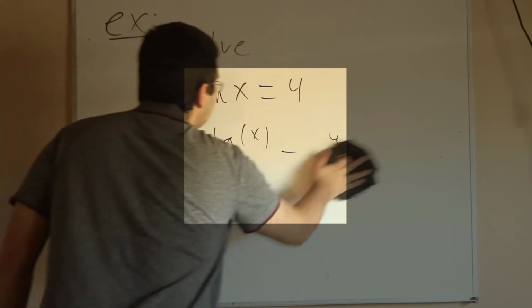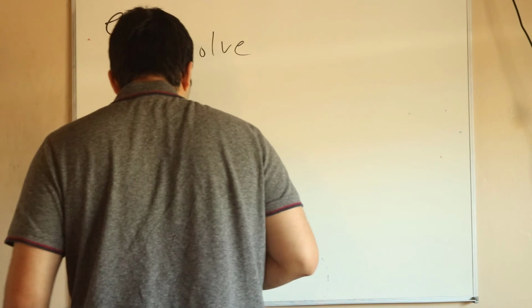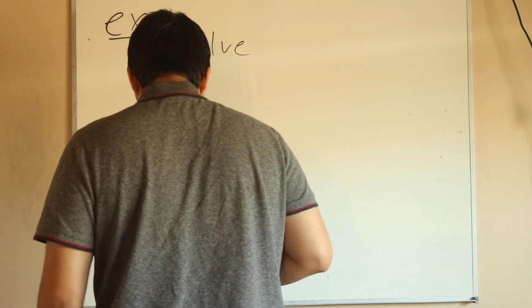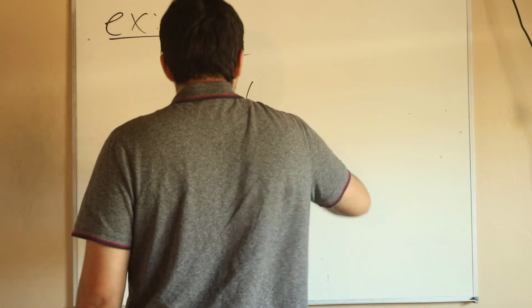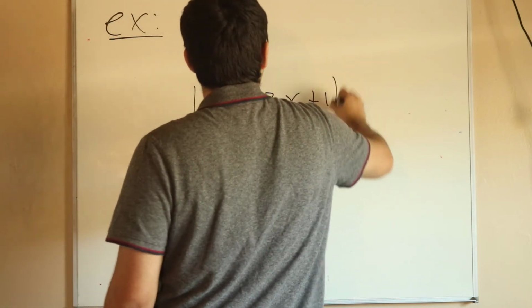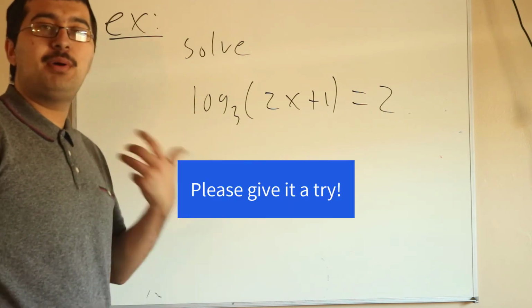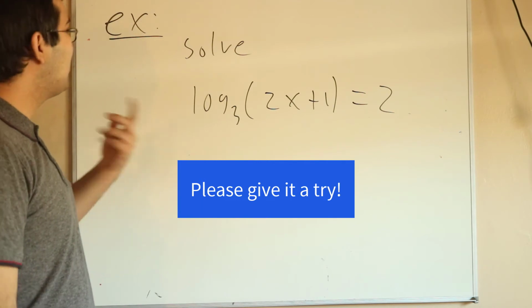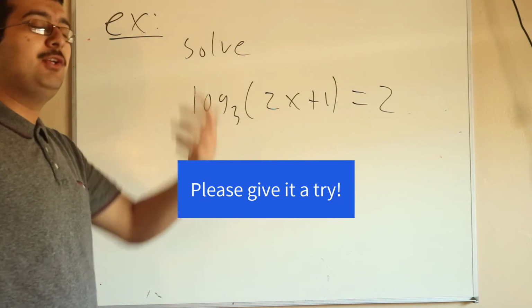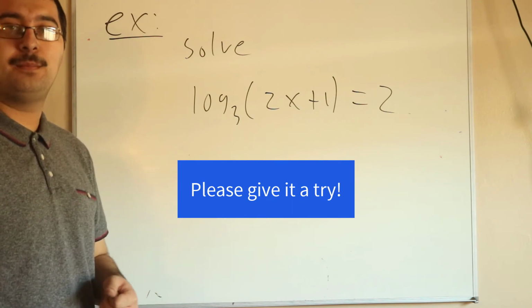Alright, so now for you to try, go ahead and try solving this following logarithmic equation. Log base 3 of 2x plus 1 equals 2. Alright, so take a couple moments now, pause the video, try solving this equation using that new technique we've talked about, just walk through the steps. So go and pause the video now.